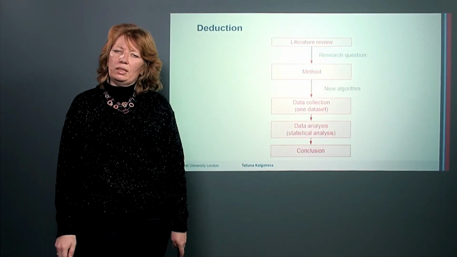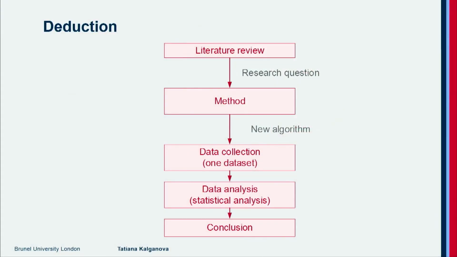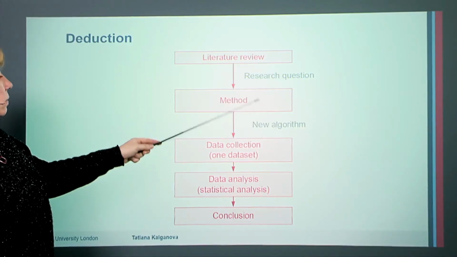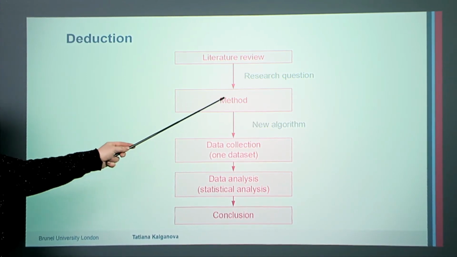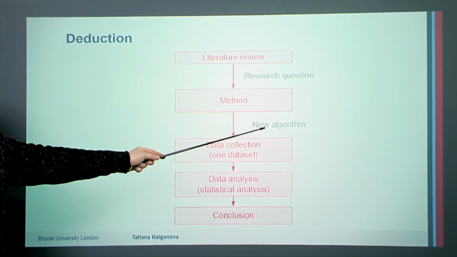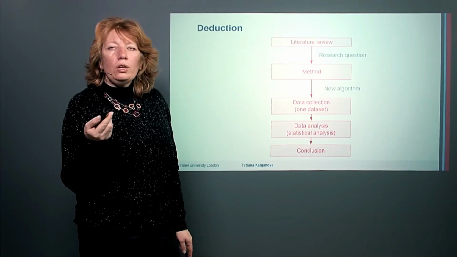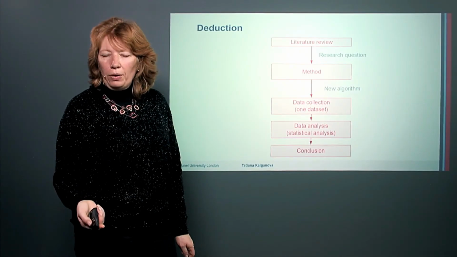Let's have a look at a deduction example. In any type of research question, the process we start with in order to formulate a research question is a literature review. For example, we've done the literature review and formulated the research question. Based on the research question, we define the method which will be suitable, which will lead to the generation of a new algorithm. Once we develop our new method, we need to justify and demonstrate how good this designed method is.